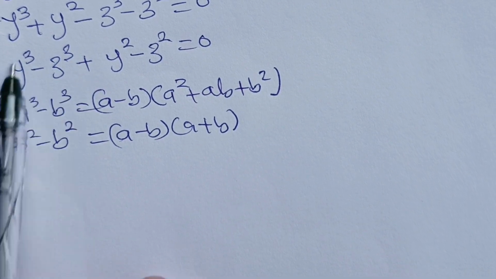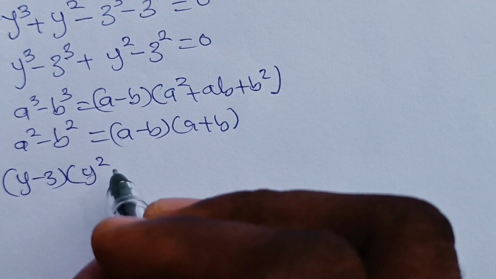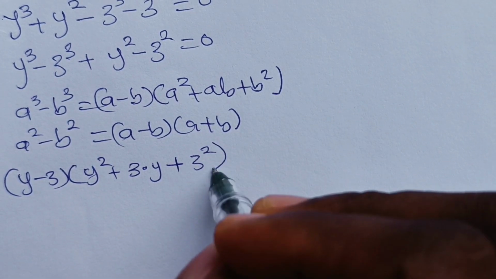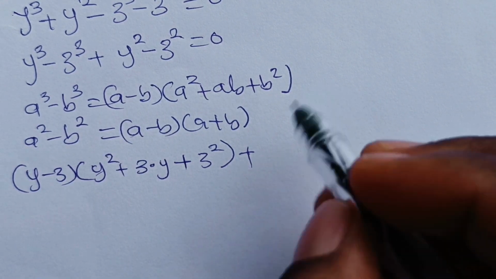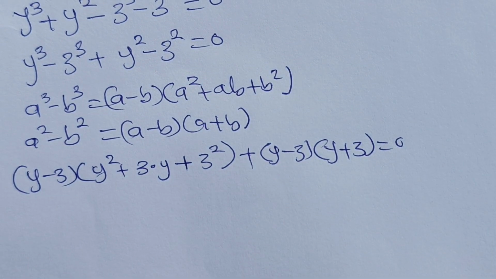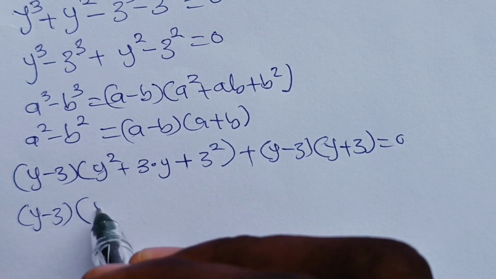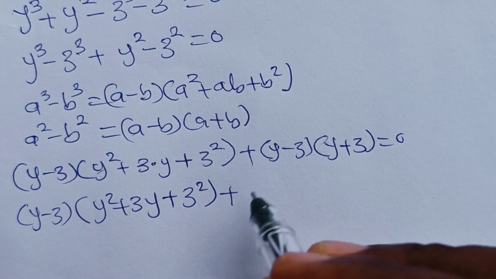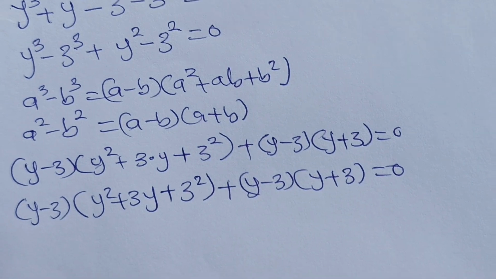Okay, so this can be written as y minus 3 multiplied by y squared plus 3 multiplied by y plus 3 squared, right? Then plus, now this squared minus this squared can be expressed as y minus 3 multiplied by y plus 3 is equal to 0. Okay, so we have y minus 3 bracket y squared plus 3y plus 3 squared. Okay, now plus y minus 3 multiplied by y plus 3 is equal to 0.